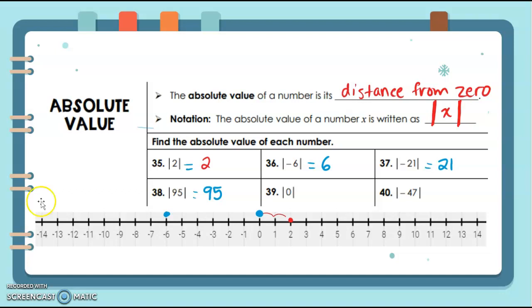Do 39 and 40. Okay, 39 is 0. 0 is 0 spaces from 0 on the number line. It's right on top of it. For 40, negative 47, it is 47 spaces from 0. This is absolute value. I hope you learned a lot.